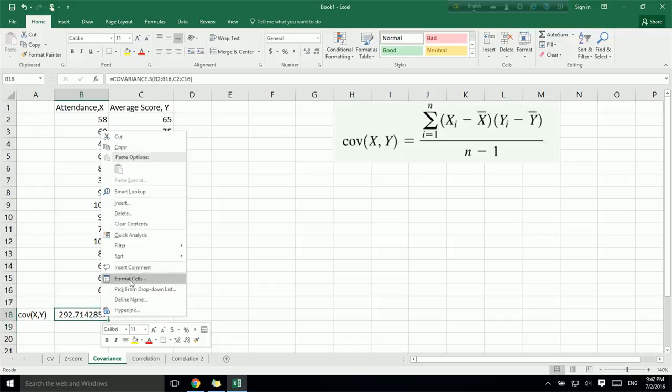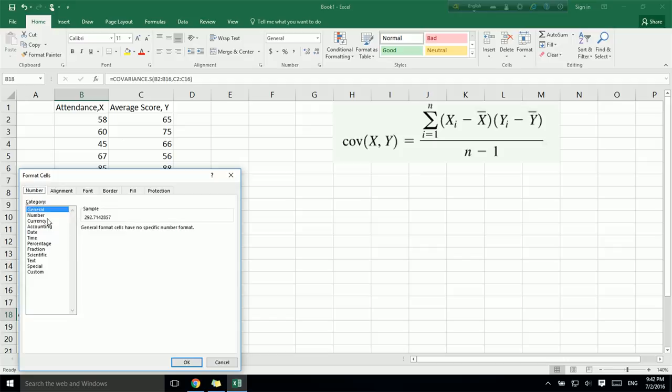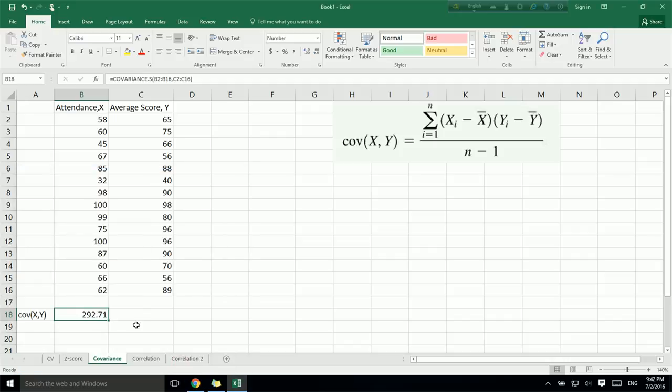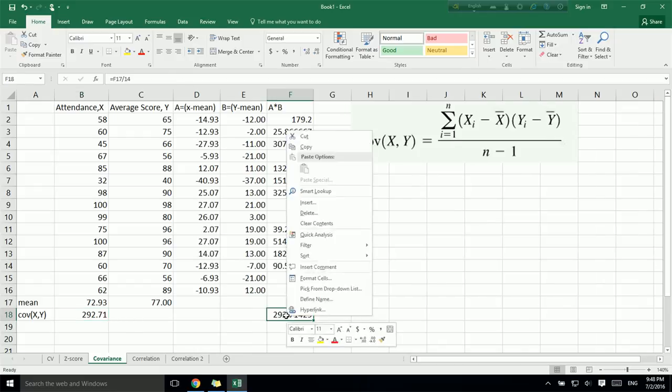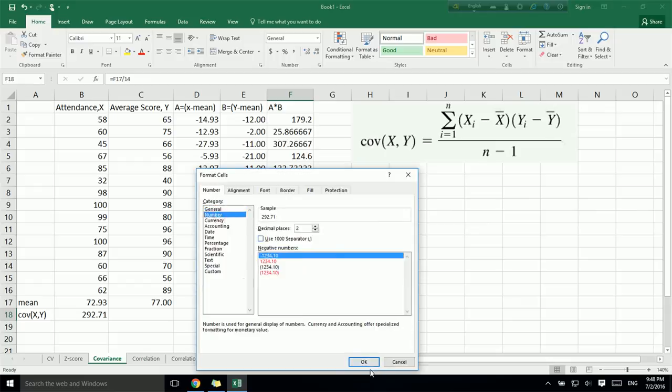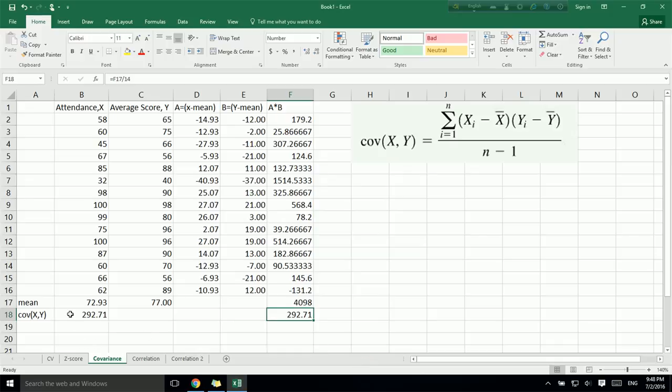This is too much. I'm gonna format the cell. Now I'm going to format the cell and keep it to 2 decimal places. So we have found a positive covariance between attendance and average score, which means that if one increases, the other increases too. So now let's try to find out the covariance using the formula we have here. I'm gonna skip the calculations and I'm gonna jump to the result. So what we have here is the same as the one we got.